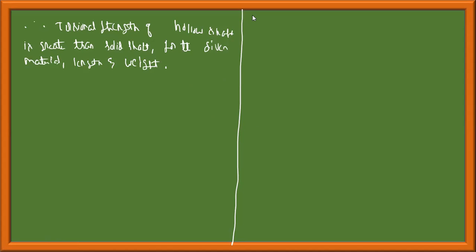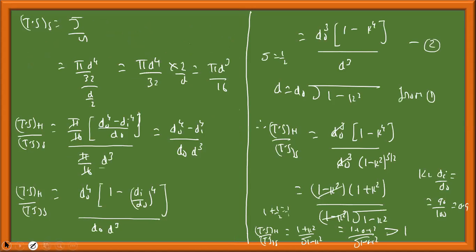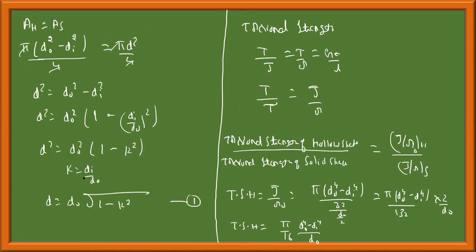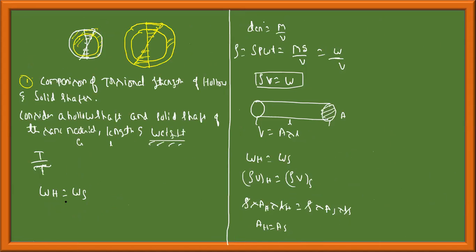Is there any doubt in this? It is a simple derivation, but you should see which criteria you should take. Weight is the same. So in order to derive, I need to substitute for that d term. I want everything in terms of one term, so I will express d also in terms of d naught. So d will be d naught root (1 minus k square). I am using this weight criterion.